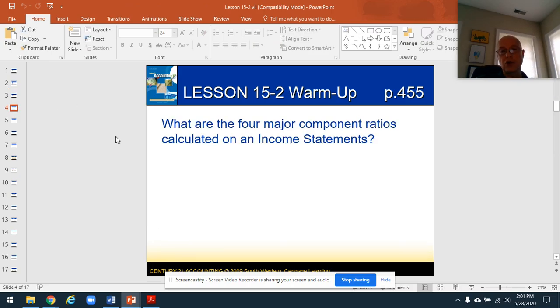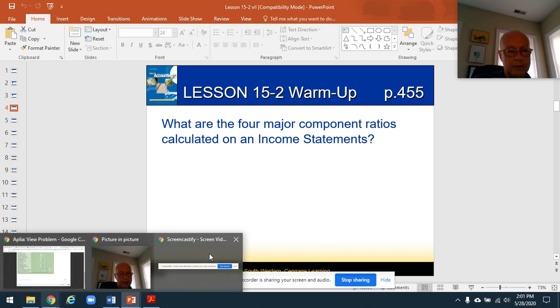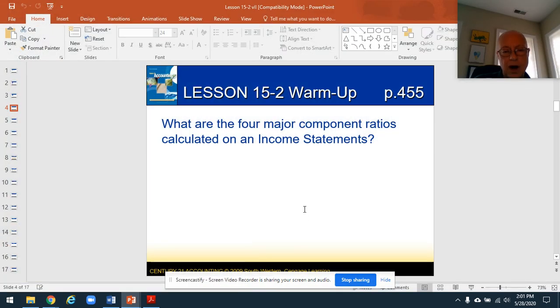So four major component ratios on the income statement are, what are they? Net sales, cost of goods sold. Let's see, we just did it. We got our gross profit, we got our net profit, and then we've got our net income after federal income taxes. So those are the four that we calculated.